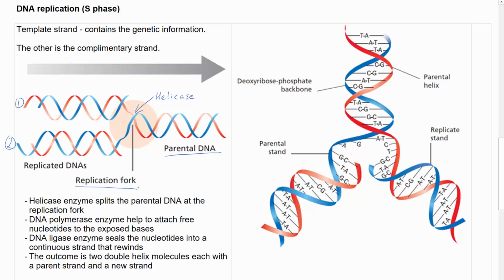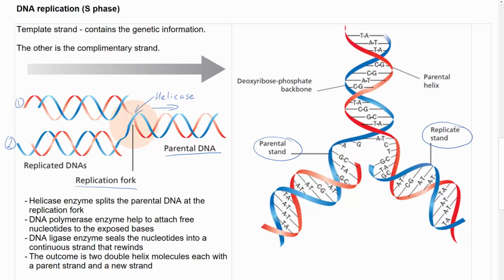The replication fork moves along the parental strand, unwinding the DNA strands. There are free nucleotides in the nucleus that then attach themselves to the two strands of unwound DNA with the help of the enzyme DNA polymerase. Another enzyme called DNA ligase then seals the new short stretches of nucleotides into a continuous strand that then rewinds. The outcome is two double helix DNA strands that consist of one parental strand from the original cell and one new strand.